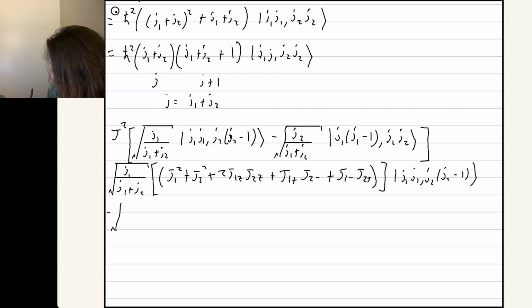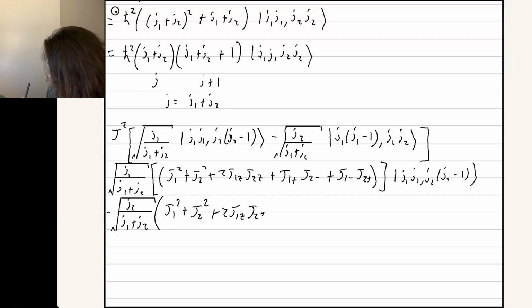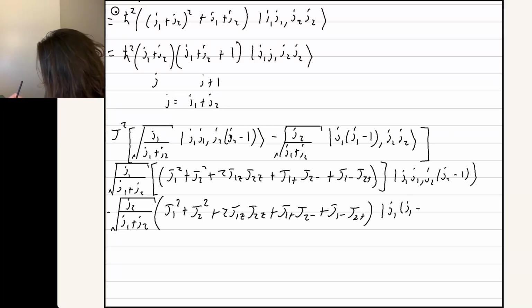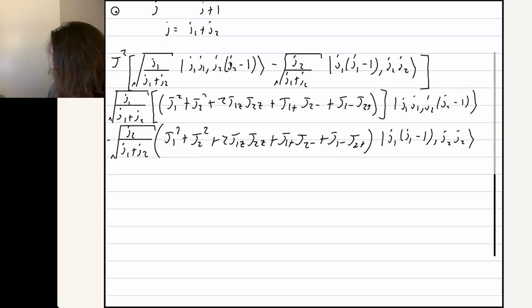And we're going to subtract the other term, which is going to be j2 over j1 plus j2, and then this stuff, so j1 squared plus j2 squared plus 2 j1z j2z plus j1 plus j2 minus plus j1 minus j2 plus, all acting on the state j1, j1 minus 1, j2, j2. All right.